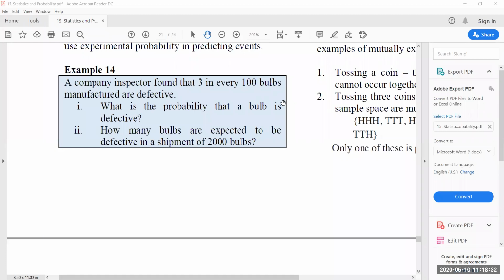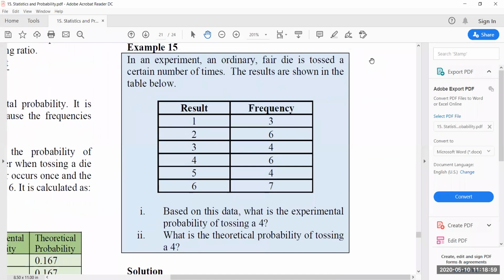Yes, correct. So remember, the probability of the bulbs not working is 3 out of 100. And if you manufacture and ship 2,000 bulbs, then it will be 3 out of 100 multiplied by 2,000. And that will give us 60 bulbs. Yeah? Try this example now for me.